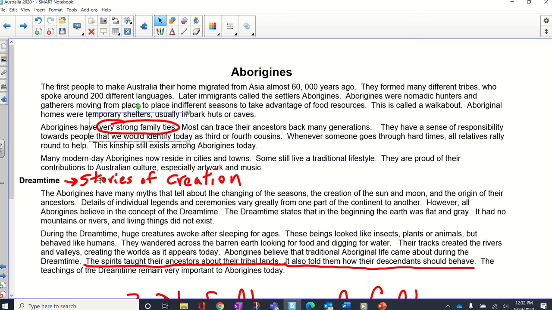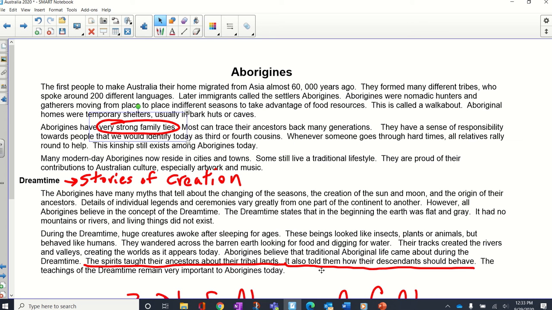Next to Dreamtime, you want to write stories of creation. These two paragraphs went into detail about Dreamtime, and they kind of mentioned it in the video as well, about the time of the dreaming and how they pay respect to the stories of their ancestors. In the last paragraph, you're going to underline two sentences. Find where it says, the spirits taught their ancestors about their tribal lands. And then also where it says, it also told them how their descendants should behave.